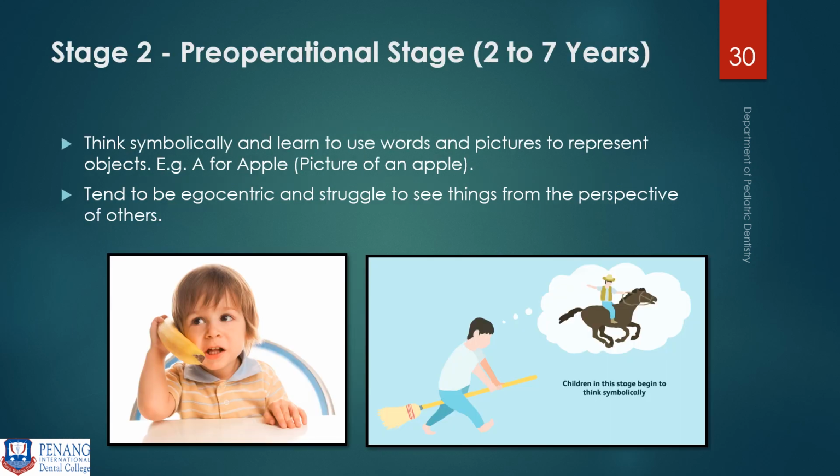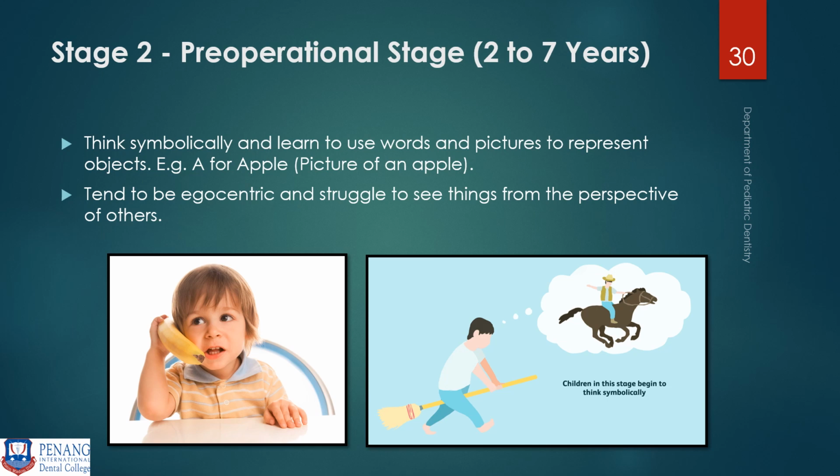In stage 2, which is the pre-operational stage, which lasts from 2 to 7 years of age, the children start to think symbolically. That means they will try to give words and pictures to everything. Like in the picture I have shown you, the child is holding a banana, and it is a symbol of a mobile phone. So children in this age group, the younger ones, will do this.